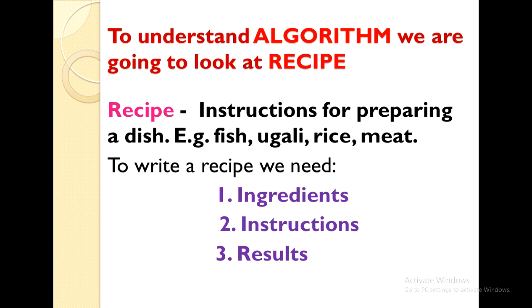To understand algorithm, you have to understand the recipe. Most of you know how to prepare a dish. That is what we mean by recipe. Instructions for preparing a dish, like you're preparing fish, you're preparing meat, you're preparing ugali. That one is a recipe. To prepare a recipe, you need an instruction, you need ingredients, and you need the output.